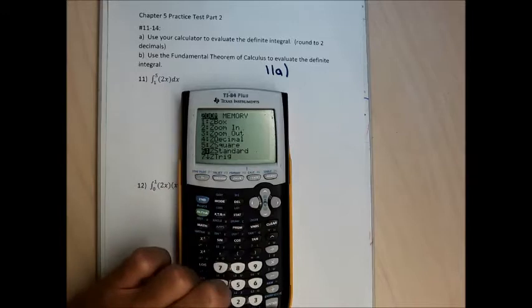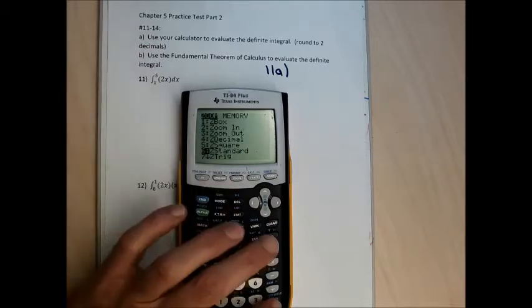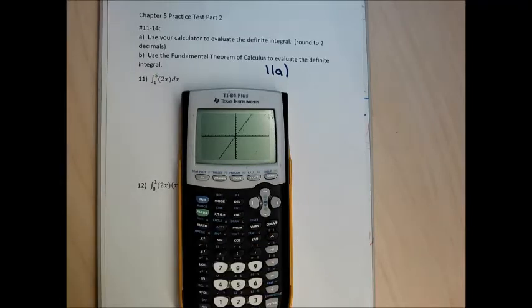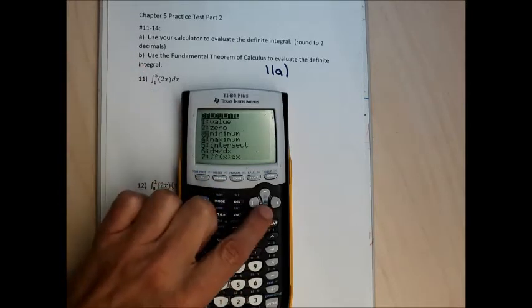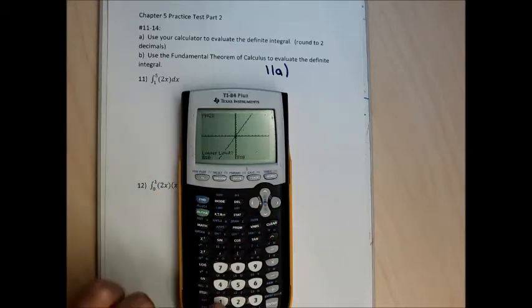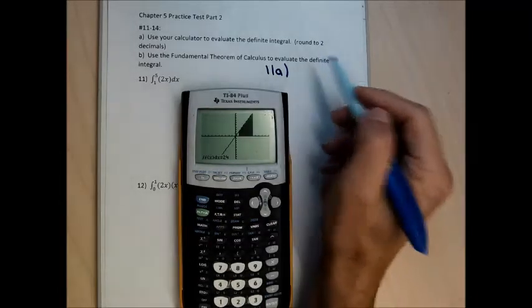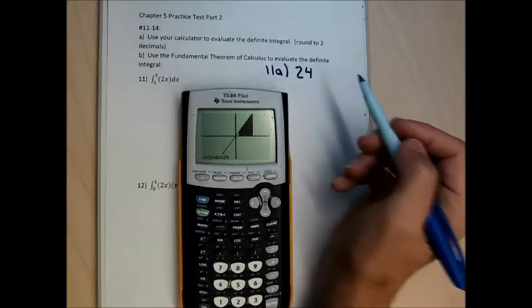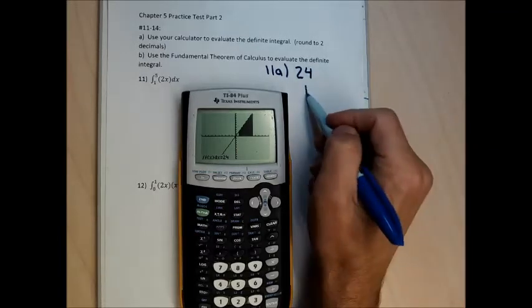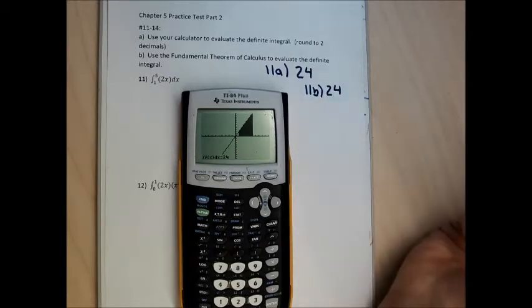Any standard window as long as the x's are between -10 and 10 will work fine to get an answer for question 11, 12, 13, and 14 for that matter. And now I'm going to integrate between 1 and 5 by going second calc, going down to option 7, lower limit 1, upper limit 5. The answer to 11a is going to be 24. I didn't have to round to 2 decimals, so when I go to do 11b, my answer better be 24 as well. So I know the answer to 11b best be 24, and I'm going to get that by hand.